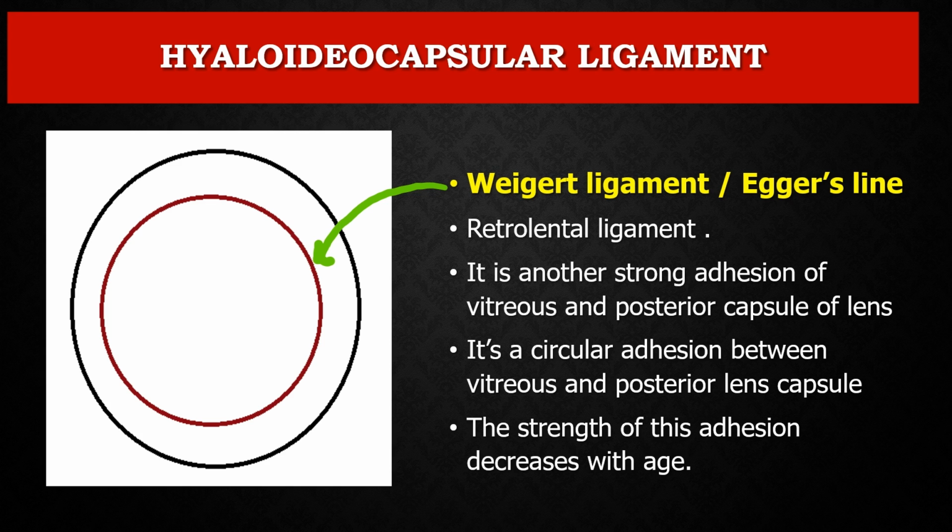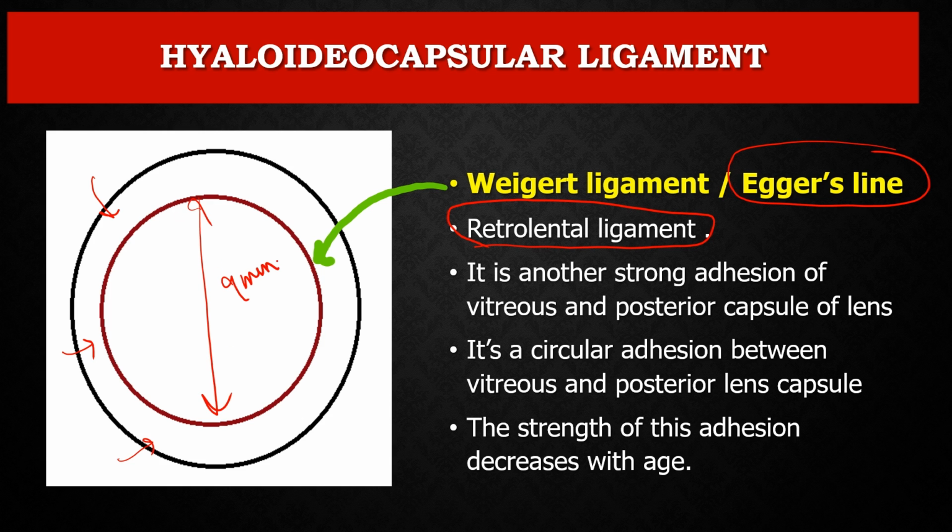Another name for the Weigert's ligament is the Egger's line. Because it is present behind the lens, it is known as the retrolental ligament as well. Again, it is a strong adhesion between the vitreous and the posterior lens capsule. If the outer circle over here represents the patellar fossa, the inner circle, which is usually about 9 millimeters in diameter, represents the circular adhesion between the vitreous and the posterior lens capsule, and this circular adhesion is known as the Weigert ligament or the Egger's line, right?